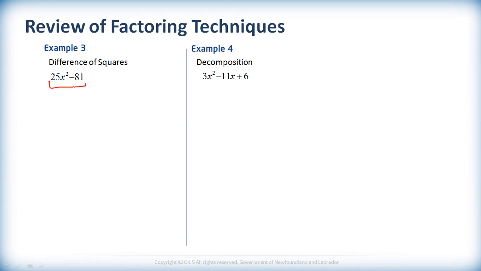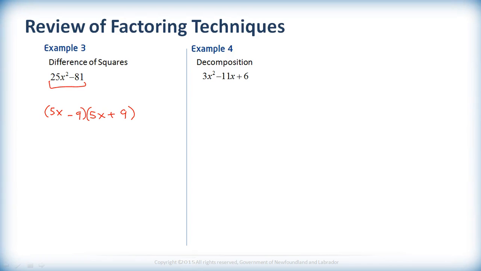We have difference of squares. So for a difference of squares, if you remember the algorithm you learned after we saw why this works, we take the square root of each of those 2 things that are perfect squares. So 5x is the square root of 25x squared. 9 is the square root of 81. Take their difference and their sum, and we're done. That's an easy one.